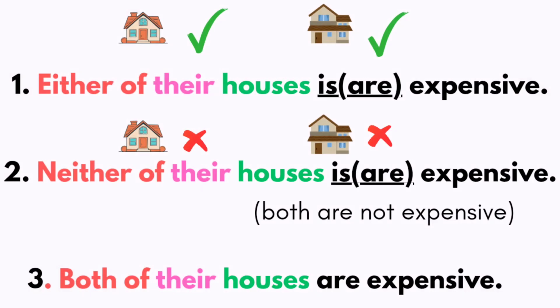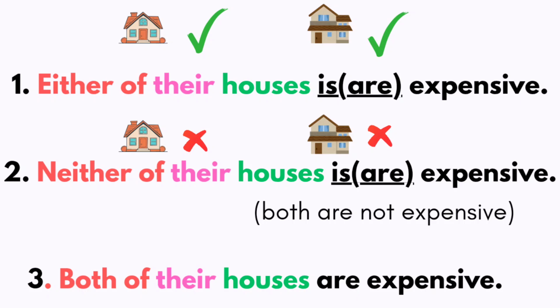Fourth example, either of their houses is expensive. Here houses is a plural noun, but we use singular verb or plural verb. Both are correct. Either of their houses is expensive, which means they have 2 houses, and out of 2 houses, one is expensive. Both are expensive, but we consider only one.